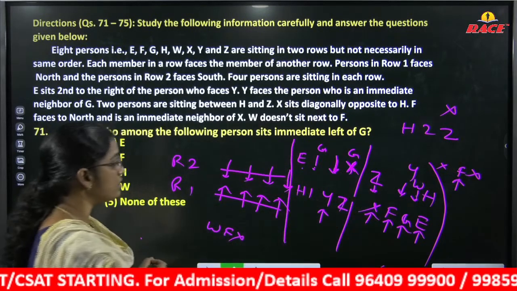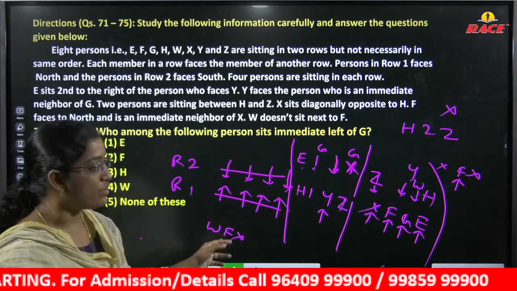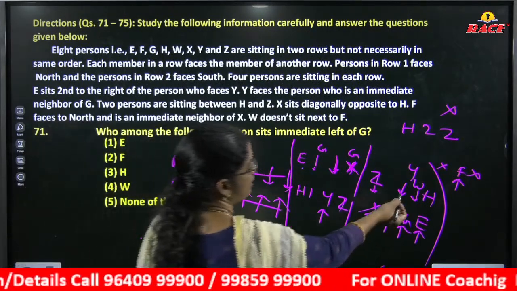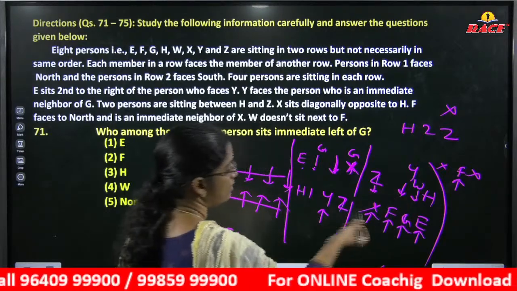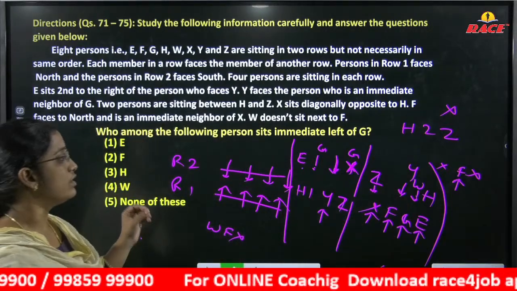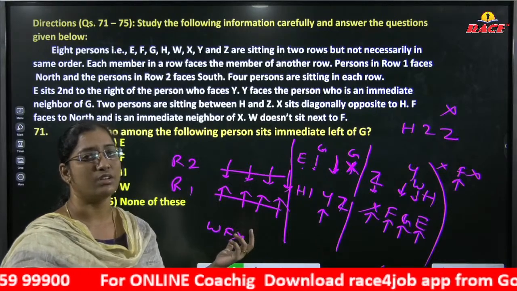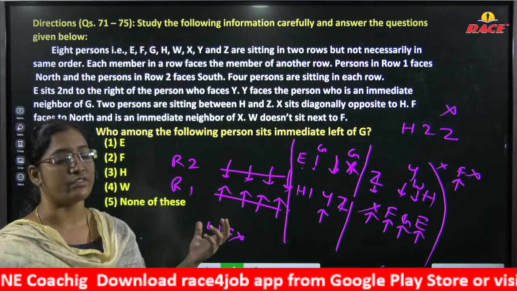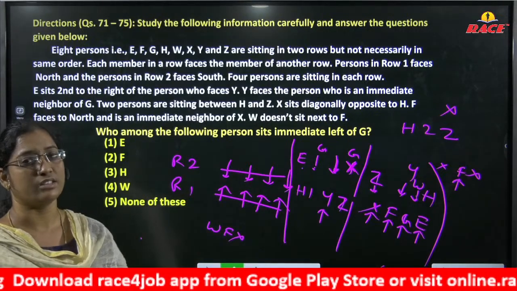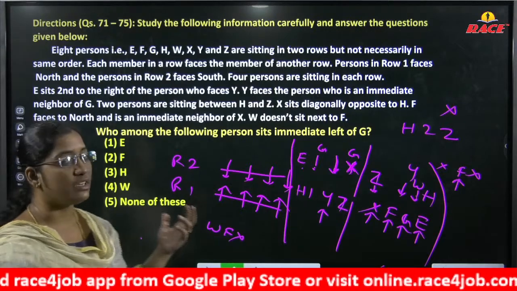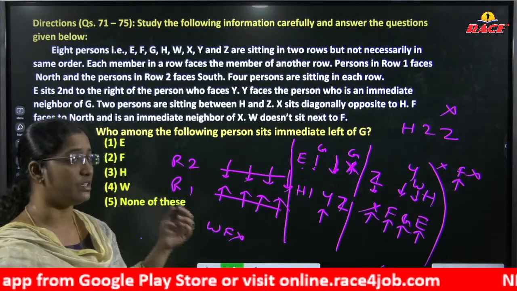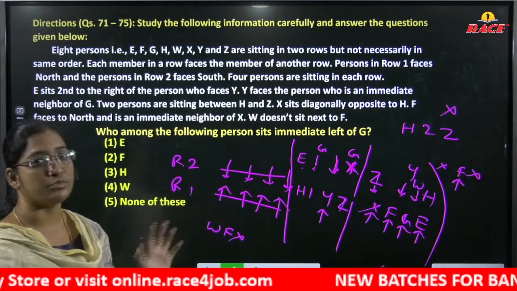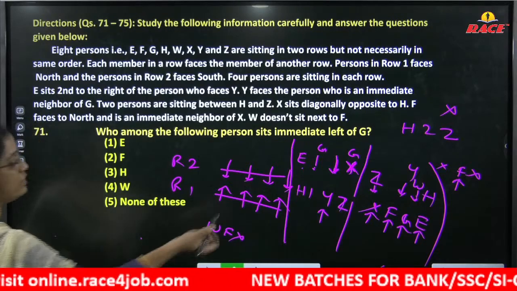We have one condition related to W: W and F are not immediate neighbors. That means W is not next to F. So here W is not next to F, so definitely the answer is the correct answer. How do we decide whether our answer is correct or wrong? If your answer satisfies all the conditions in your question, then that answer is correct. If any one condition in your question is not satisfied by your answer, then definitely that is wrong. That is the process, so that is the correct answer.